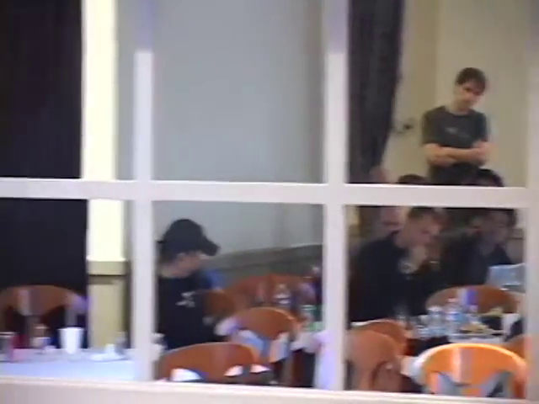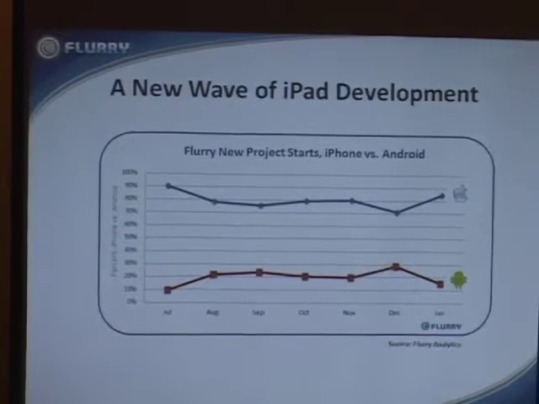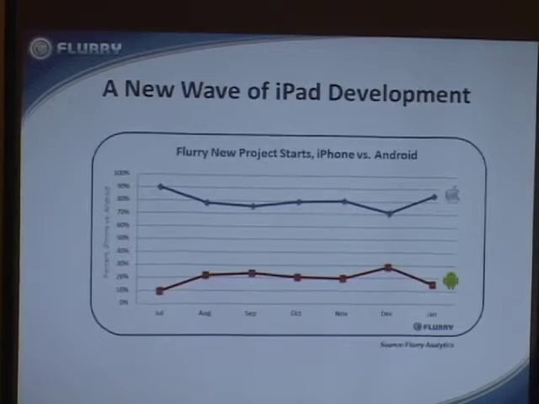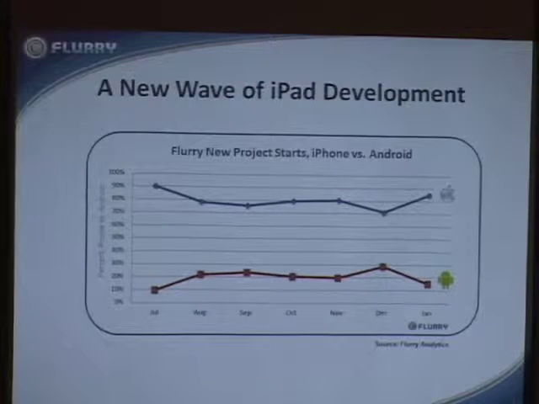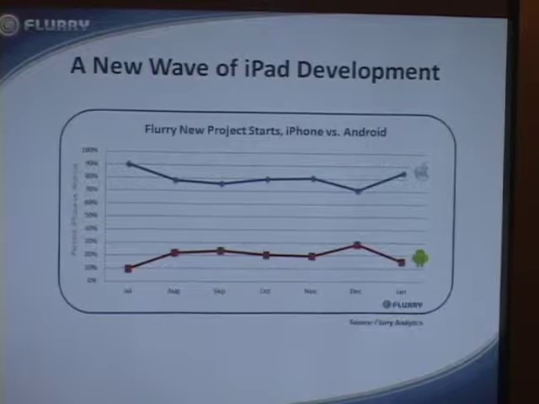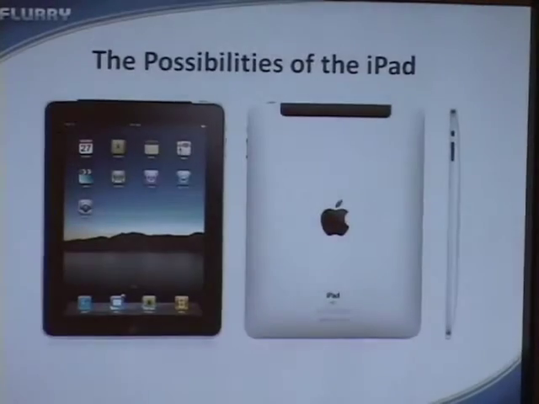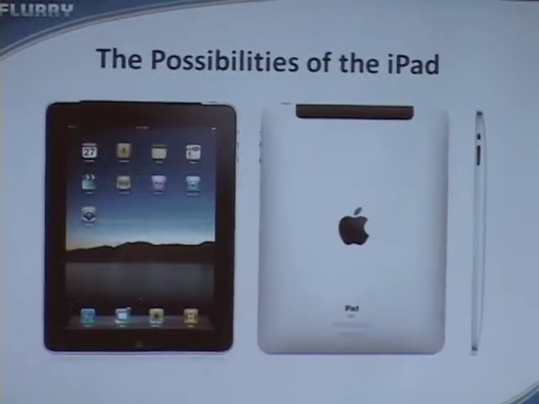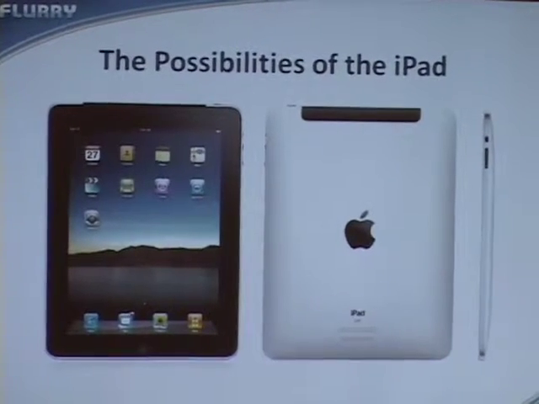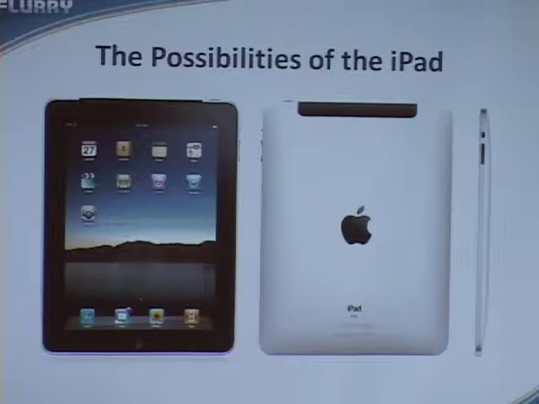So this is just general project starts since July, and what we've been reporting on throughout the fall was that the ratio was actually changing because there were more Android project starts coming up. Then there was that big change in December and January, and obviously we know why that is, because the iPad came out, or rather the announcement of it, and so a lot of developers started, we think at least, maybe pausing their Android efforts to develop for this.